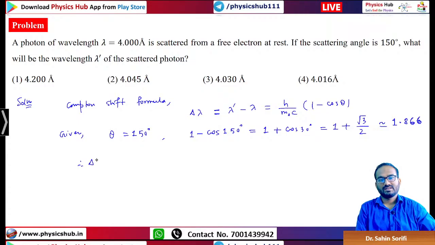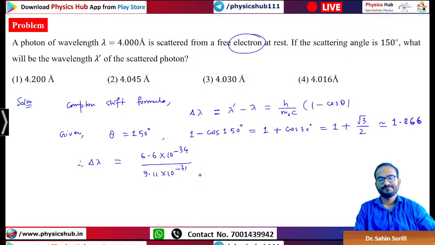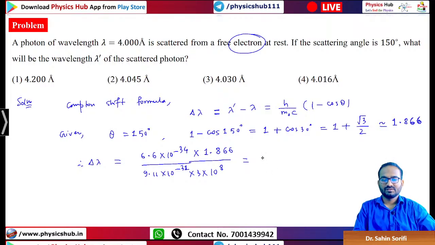So what is the value of delta lambda? Delta lambda is equal to h by m naught c. So h is 6.626 into 10 to the power minus 34, divided by m naught. Here it is an electron, so the rest mass is 9.11 into 10 to the power minus 31, and the speed of light is 3 into 10 to the power 8 meter per second. And what is left? 1 minus cos theta we have calculated separately, that is 1.866. If you put all these values together, you will end up getting 0.045 angstrom.